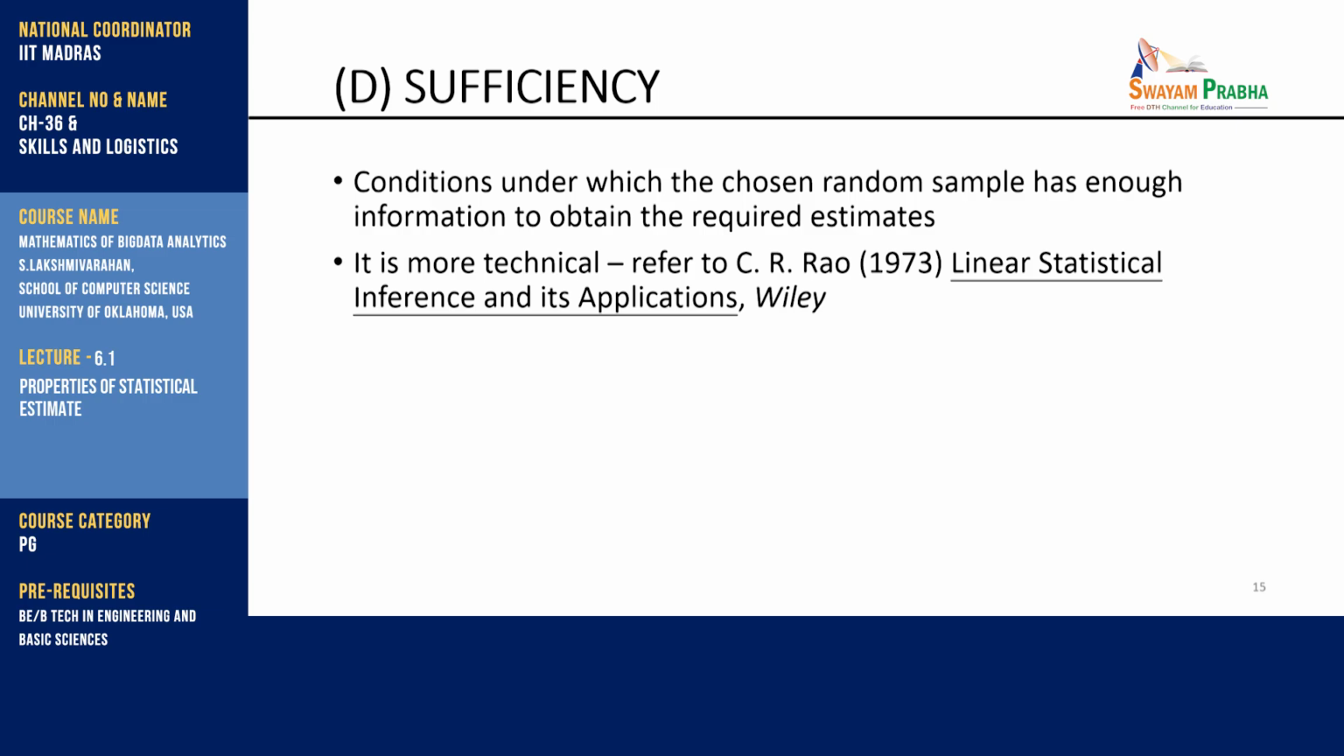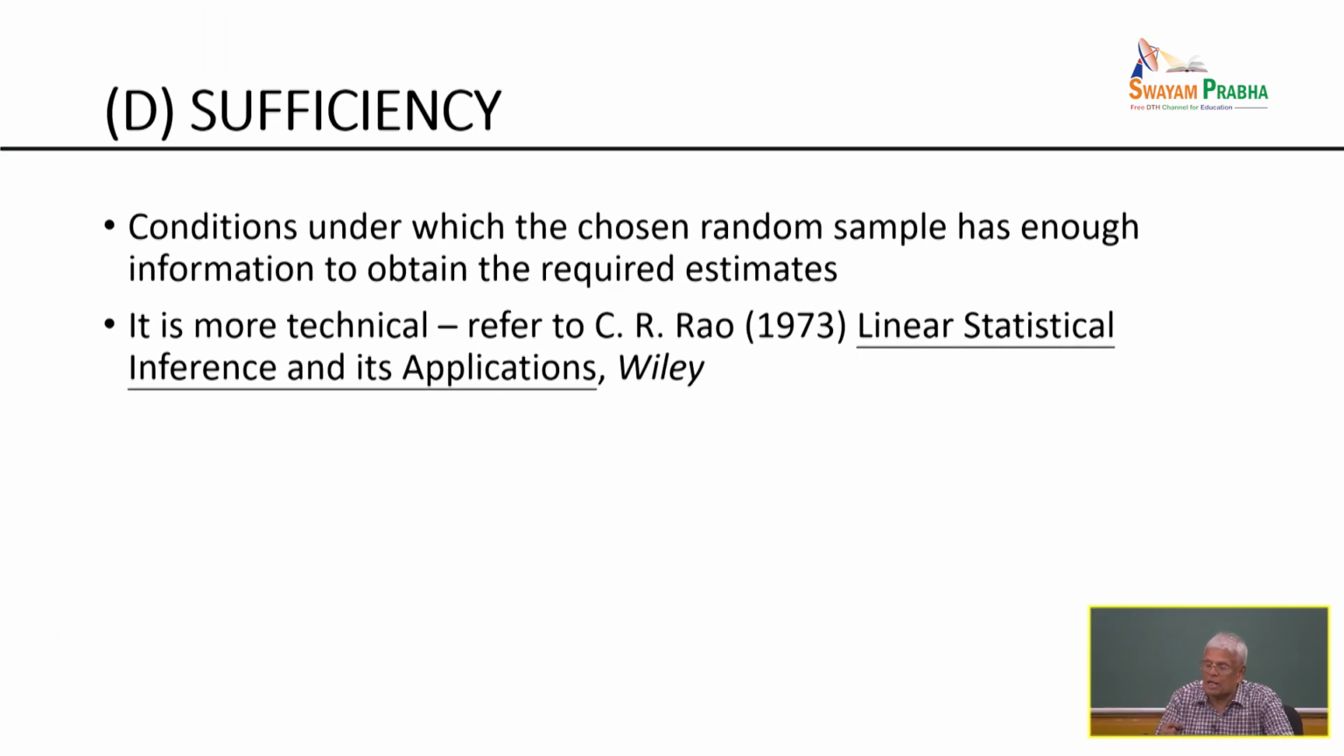The next one is called sufficiency. Conditions under which the chosen random sample has enough information to obtain the required estimate. For example, you can sample anything, but the sample must be relevant to estimating the unknown. How do you ensure that the sample that you have collected is appropriate and has sufficient information to be able to give a good estimate about the unknown? So there are conditions under which the chosen random sample has enough information to obtain the required estimate. That's called sufficiency. This concept is more technical.